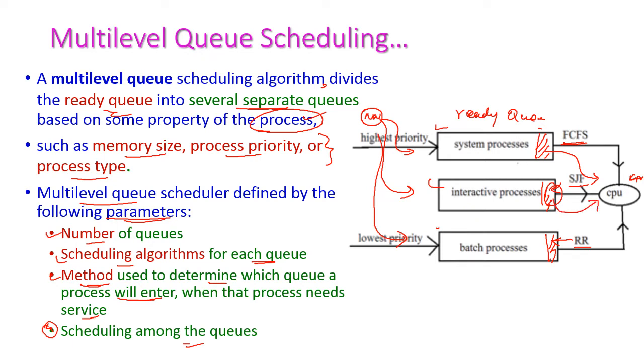So these four are important parameters for generating the multi-level queue. The first one is the number of queues, the next one is the scheduling algorithm for each queue, the third one is the method used to determine which queue a process will enter when the process needs service, and the fourth one is scheduling among the queues.